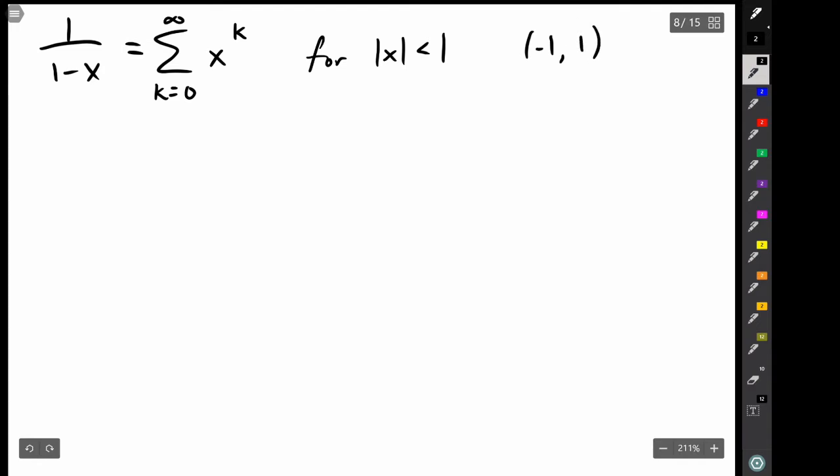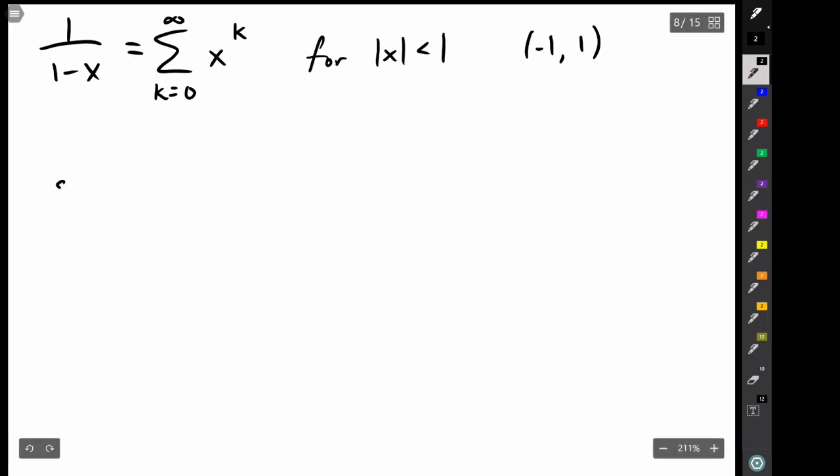But we can say over here that this function is valid for things outside of this interval. In fact, only at x equals 1 is it undefined. So, how do we figure out this process if we have something more general?